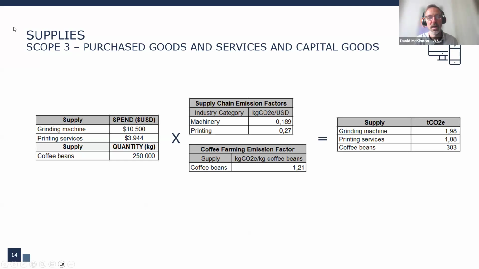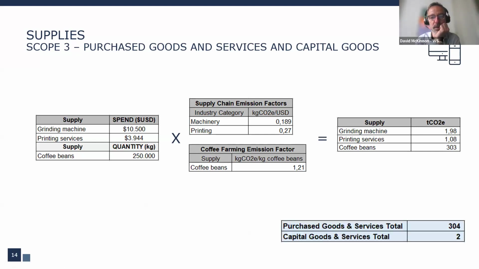Coffee beans are considerably higher than the others. And when you allocate them to the categories within scope 3, so purchased goods and services, that is the printing service and the coffee beans. You put them together, so that's 304 tons. And the capital goods, it should actually just be capital goods, I believe, is the grinding machine. That's something that you would expect to last for several years. So that is in that category, 2 tons.